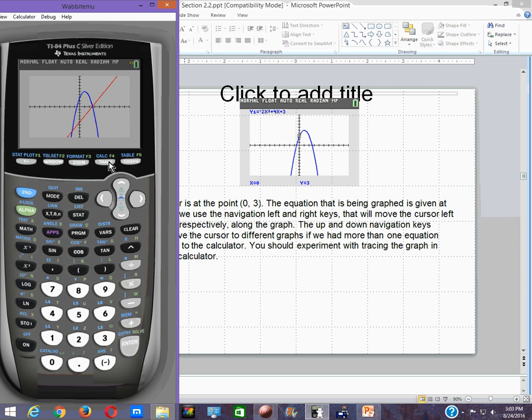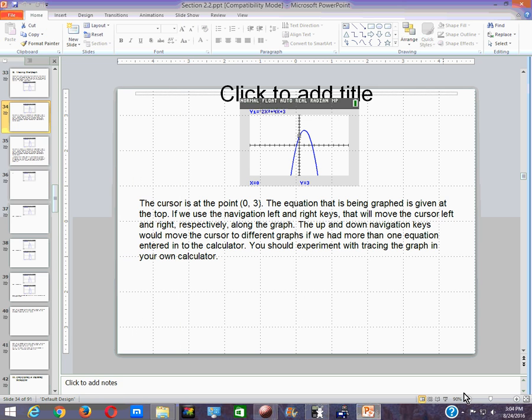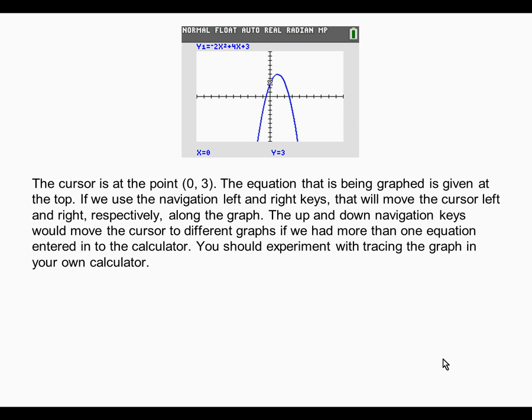Okay, now if I press trace, notice it's still on y1. If I go down, notice it jumps to the line. If I press down again, it jumps back up to y1. If there had been a y3, it'd go to y3 and so on like that. But if I jump back down to the line, again I can move left and right along the line. So that's what the up and down will do. They jump you to different y's that you have put into your calculator.